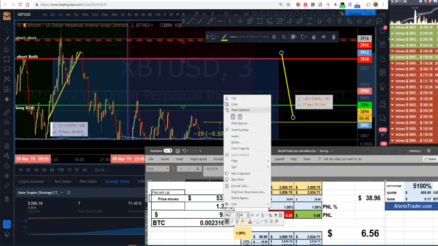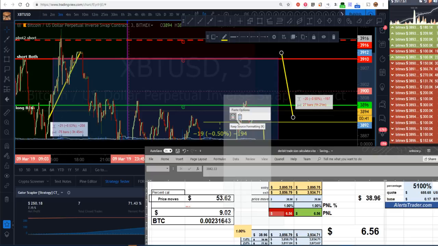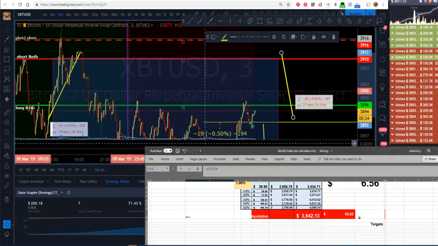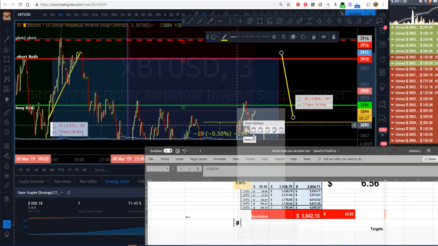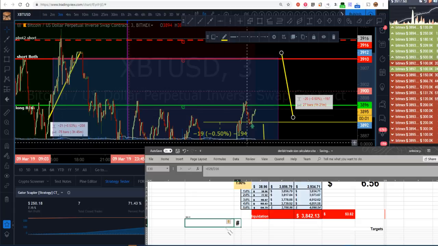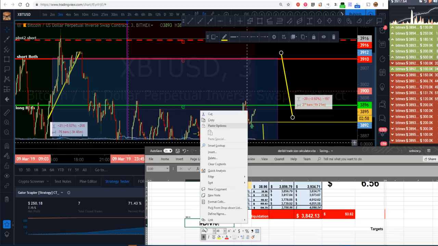Copy. I said copy, Jack. Copy. All right. Liquidation. I don't know where to write this. I'm gonna just put it right here for now. Paste. I'll put it there for now. What the hell is this? Paste value only.